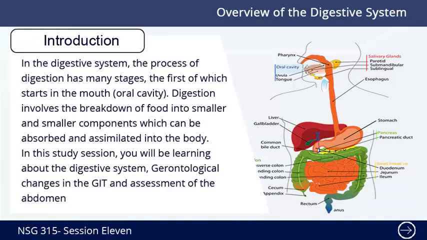Introduction. In the digestive system, the process of digestion has many stages, the first of which starts in the mouth, that is the oral cavity. Digestion involves the breakdown of food into smaller and smaller components which can be absorbed and assimilated into the body. In this study session, you'll be learning about the digestive system, the gerontological changes in the GIT, and assessment of the abdomen.